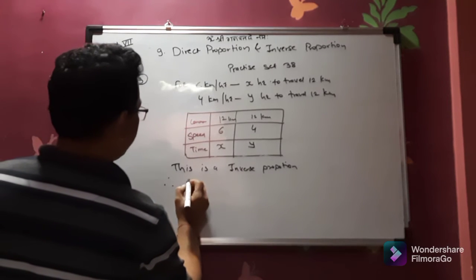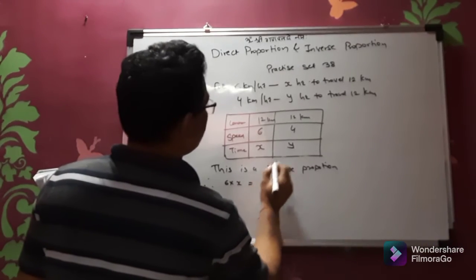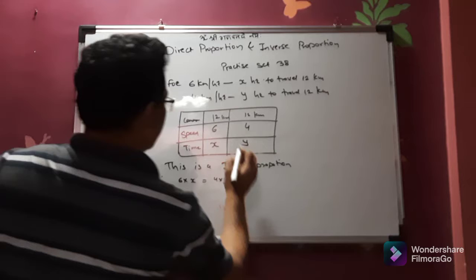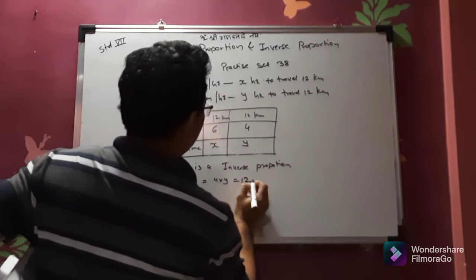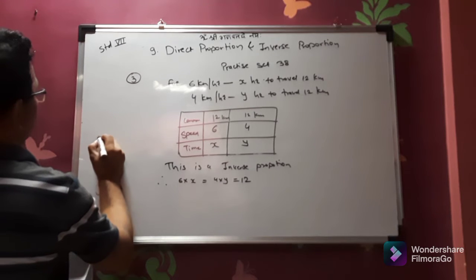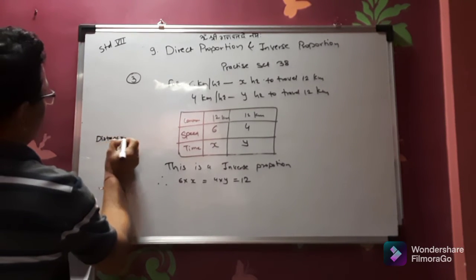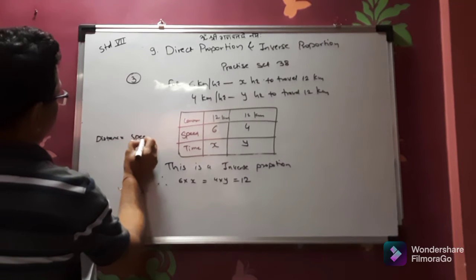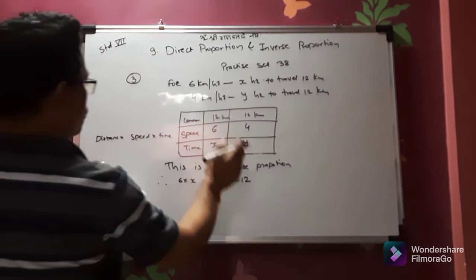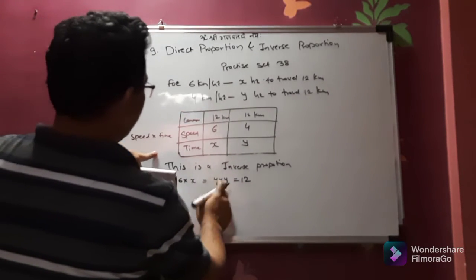So therefore 6 into x is equal to 4 into y. And what is the product? 12 km. We can say here distance is equal to speed into time. Distance is 12 km, speed is 6 and 4, and time we have to calculate.